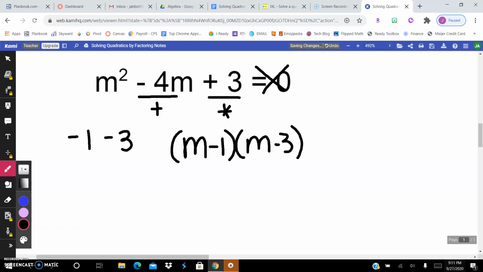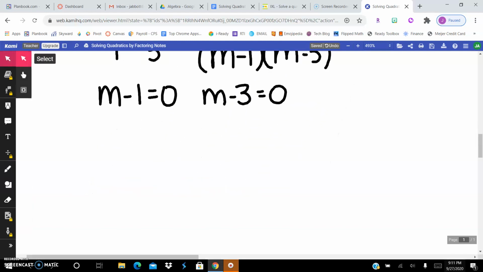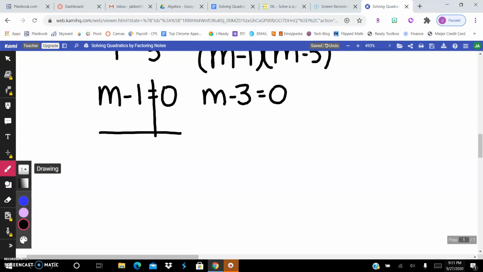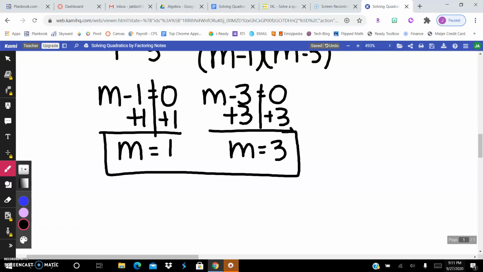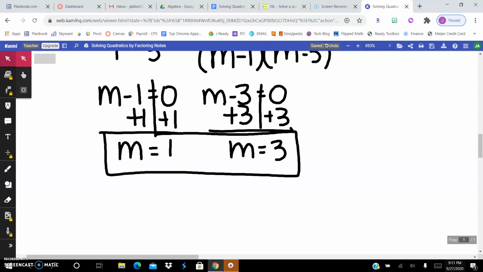Then we're going to take each one of those and set them equal to 0. So m minus 1 equals 0. And m minus 3 equals 0. And then we have to solve each one of those. So we're going to add 1 to both sides on the first one, and we're going to add 3 to both sides on the second one. So we end up with m equals 1 and m equals 3. So this parabola crosses the x-axis at 1 and 3.